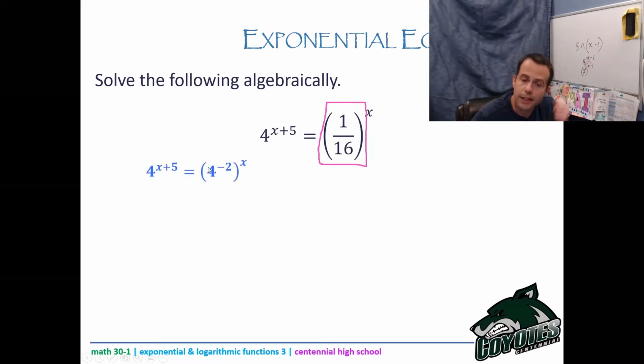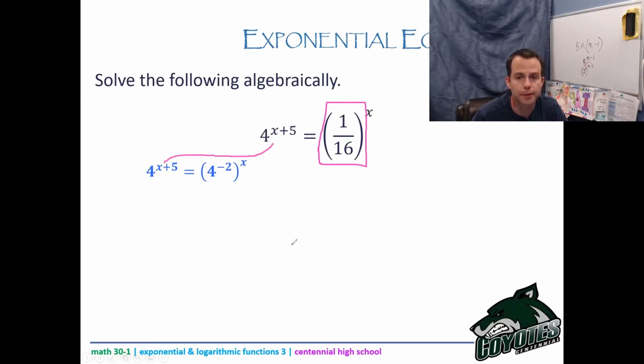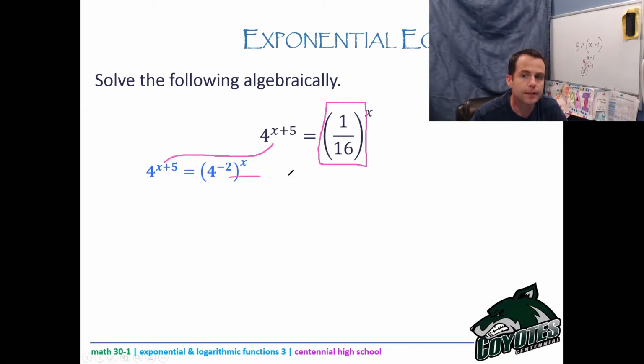Okay? It is super important at this stage of the game, when you've written them like this, look and compare that to where you were. Does 4 to the x plus 5 still equal 4 to the x plus 5? Does 4 to the negative 2 to the x still equal 1 over 16 to the x? Okay, you don't want to change any of the values here. Okay, so we're good. So now we're just going to work on continuing to solve this portion here.